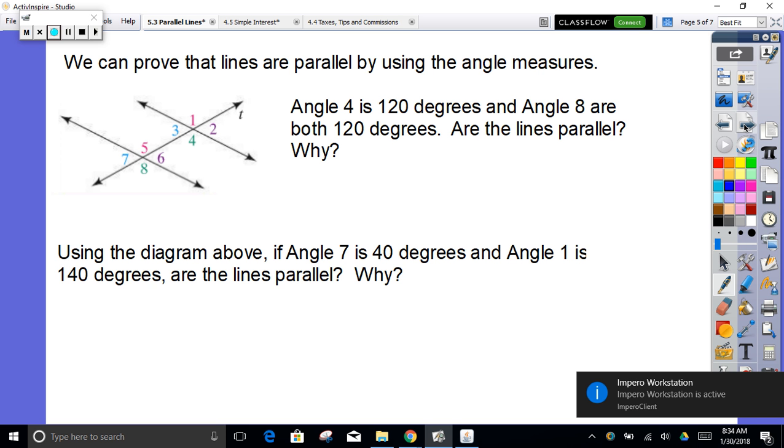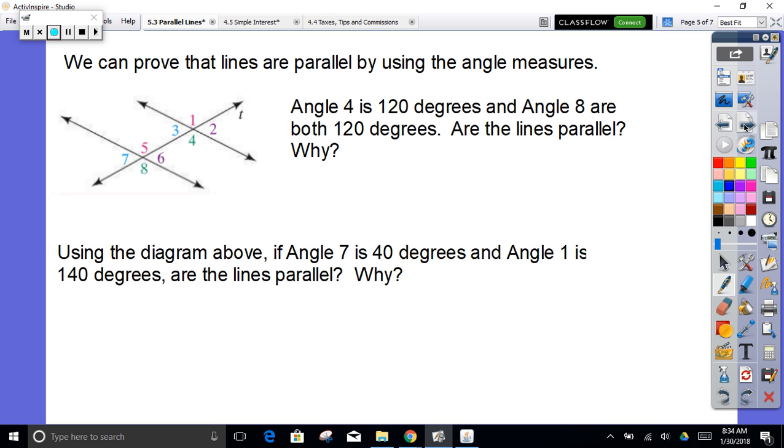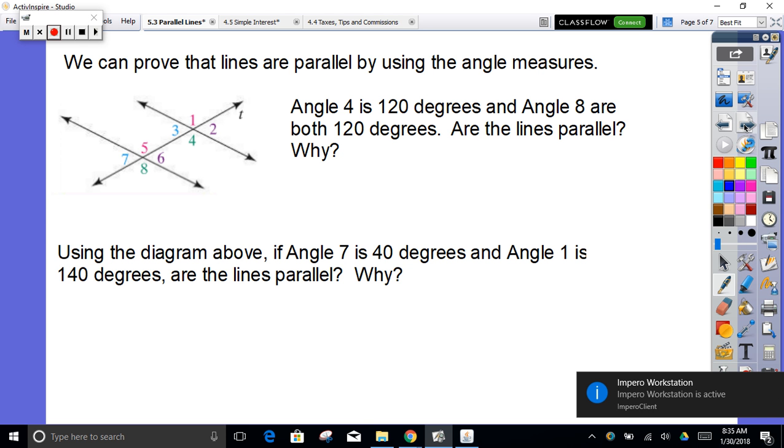We can prove that lines are parallel by using the angle measures. When you get to geometry, you'll do something called proofs, where it will state something that supposedly is true, and you have to go through an organized list explaining why it's true using various theorems, which are statements already proven to be true in geometry. I love geometry proofs. I wish we had time to delve into that a little bit in 7th grade, but we do not. That's my favorite part of geometry. But this is a little bit of a taste of what you will do.